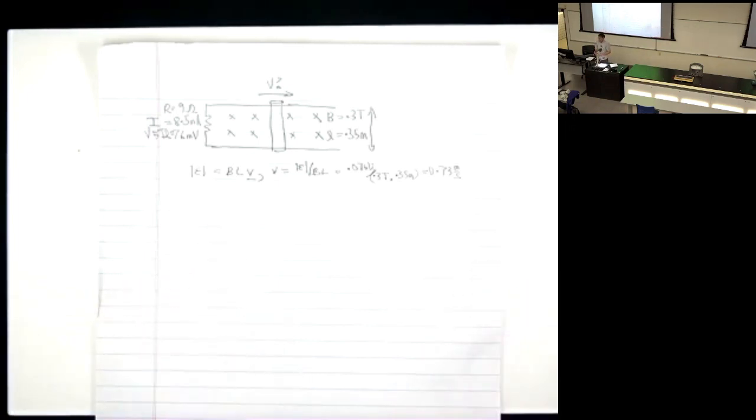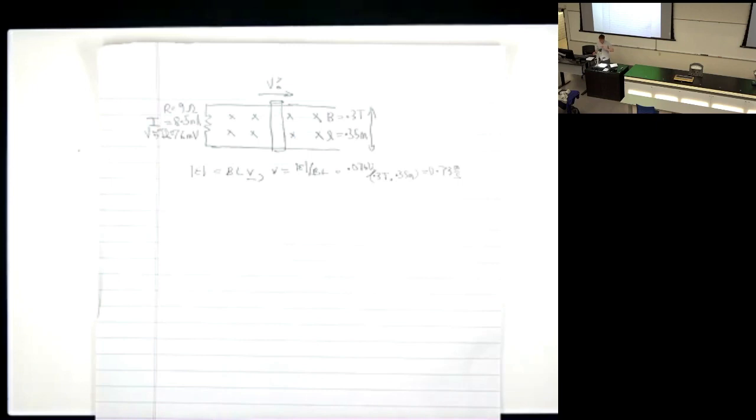Next step, we wanted the applied force. Do I have to push the rod? That's what the question is really answering. Do I have to push the rod to keep it moving at constant velocity? And how hard do I have to push the rod?